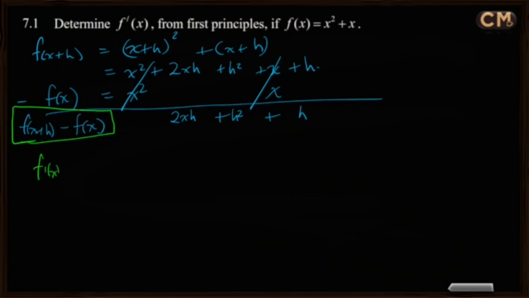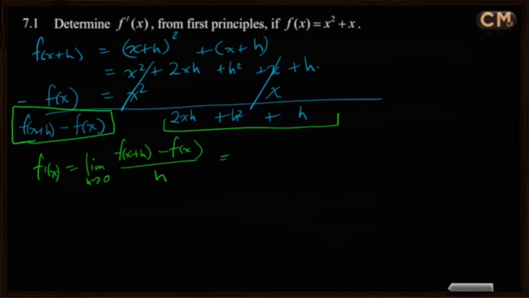f prime of x is equal to the limit as h strives to 0, of course, of f of x plus h minus f of x all divided by h. And wouldn't you know it, we have that quite available over there. Remember the limit notation, h strives to 0, so that'll be 2xh plus h squared plus h all divided by h.